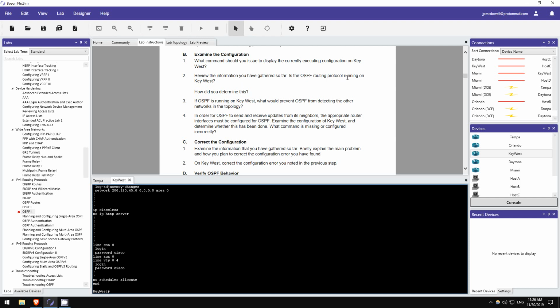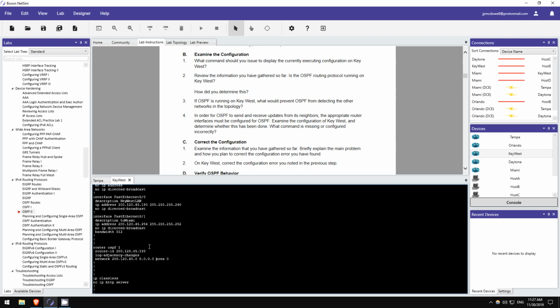Okay, is OSPF running on Key West? Well, yes it is. Router OSPF 1. But this network command looks wrong. We've got a slash 32. This is a wildcard mask, so this 0.0.0.0 is the same as a slash 32 mask. So we're probably gonna have to fix that. What would prevent OSPF from detecting the other networks in the topology? Well, if we look at the interfaces, they're not covered by this network command. So OSPF is not activated on the two interfaces.